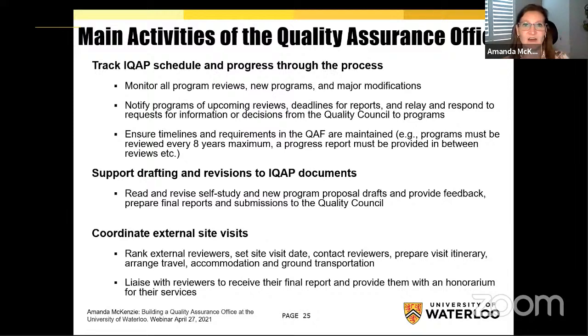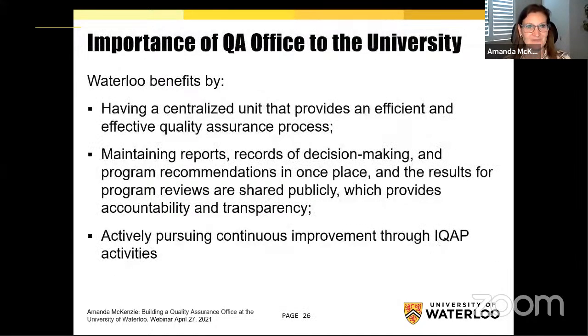So again, keeping that eye to the quality assurance or continuous improvement piece where you can do better builds relationships, builds support for the work that you do in quality assurance, and generally makes everyone much happier. So those are a few recommendations that I would put forward to help you have a successful quality assurance office. And last, just to wrap up, about why quality assurance is important to the university.